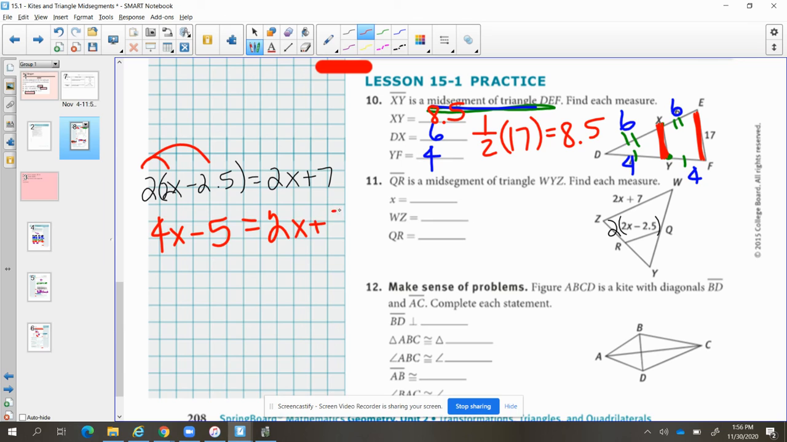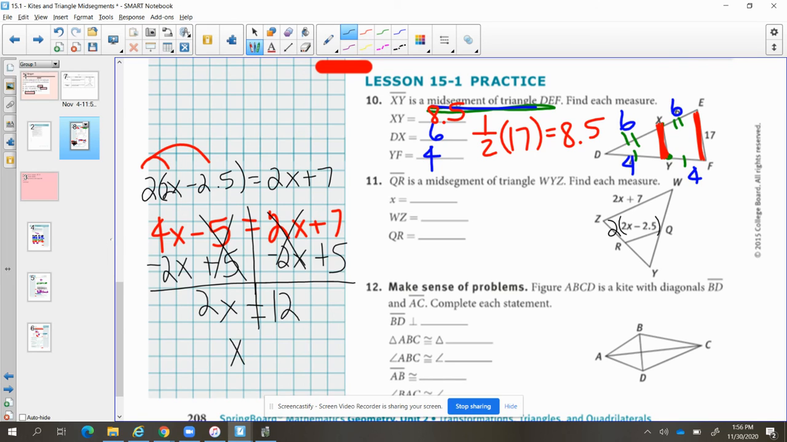And then now that everything is condensed on the left-hand side, we could start moving it across. I'm going to subtract the 2x since that's smaller, which means I'll add the 5 so that we balance this out and we get 2x equals 12. So x is 6, which means when we plug it back in, WZ, the third side, 2 times 6 is 12, plus 7 is 19. And then when we plug x back in here, 2 times 6 is 12, minus 2.5 is 9.5 when we plug it back in for RQ, or QR.